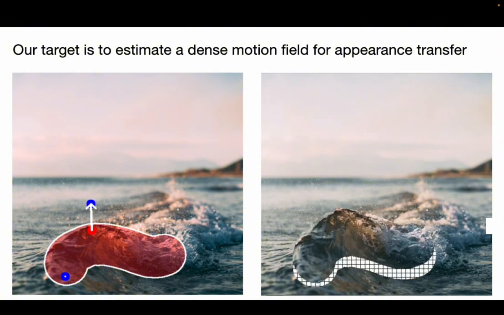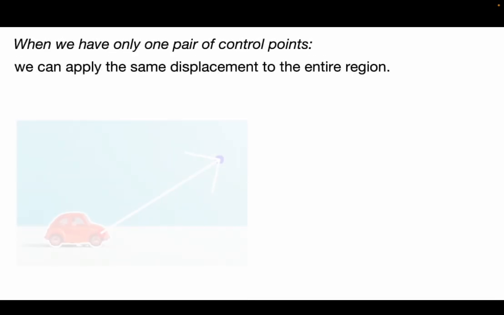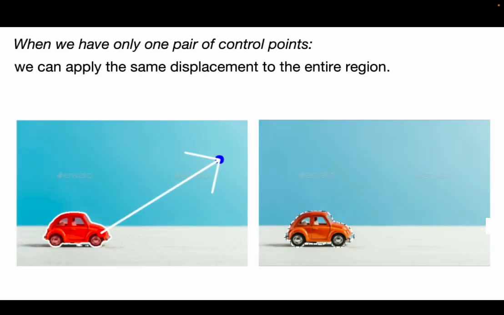When we have only one pair of control points, we can apply the same displacement to the entire region. This is the simplest case. With a single control point pair, every pixel in the masked region undergoes the same translation. The entire object moves uniformly according to the displacement vector defined by the control points.